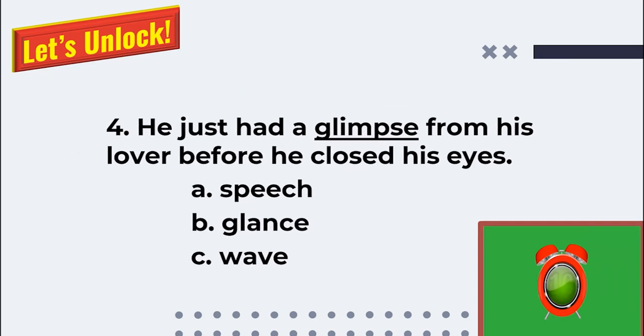Sentence number 4. He just had a glimpse from his lover before he closed his eyes. The underlined word is glimpse. And it means, is it letter A, speech, B, glance, or letter C, wave? Okay, glimpse means letter B, glance.